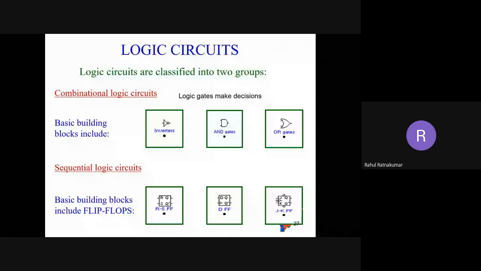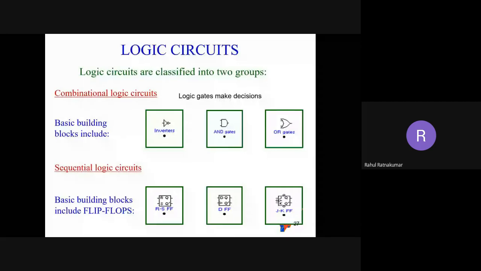What is the difference between combinational and sequential? You have already discussed that. Combinational logic is whatever the input is right now, dynamically, my output is going to change based on my input variation. There's no memory, no storage, no dependency on previous input or output. Instantaneously, the output changes based on the logical conditions. That is combinational.